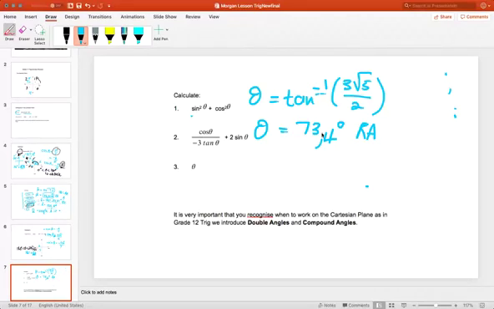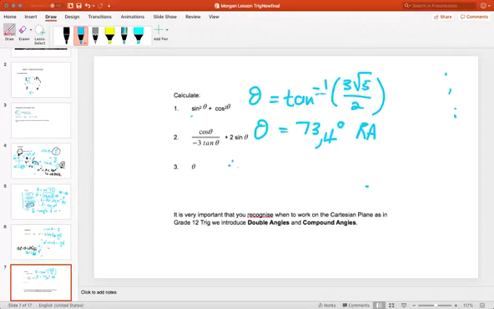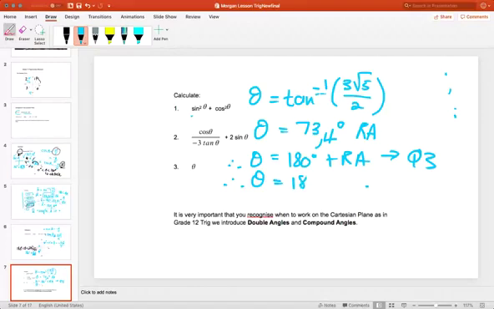So let's quickly go back to our diagram and have a look there. We are in quadrant 3. There is no way that 73 degrees is in quadrant 3. So how we get it out is we remember to apply our reduction formula, which is 180 plus the reference angle in quadrant 3. So therefore, theta is 180 degrees plus the reference angle. And remember, you have to show your degrees. If you don't show your degrees, you don't get marks.